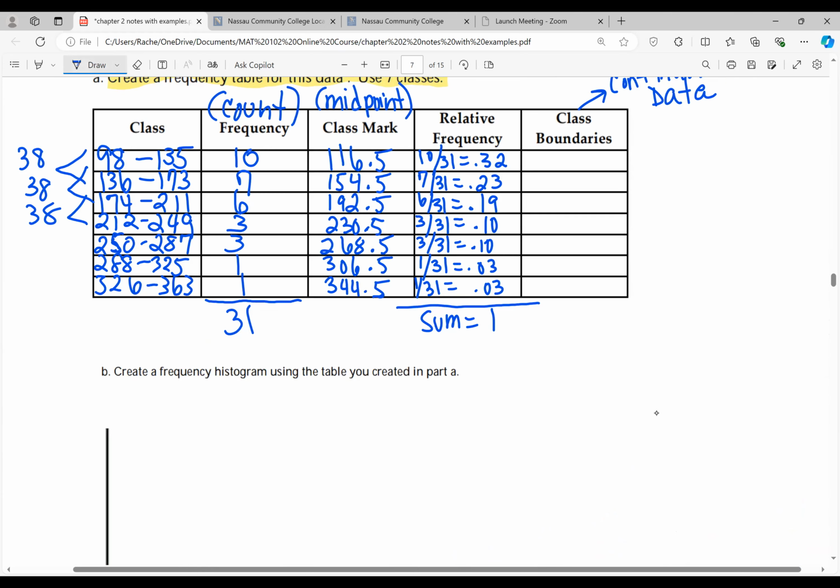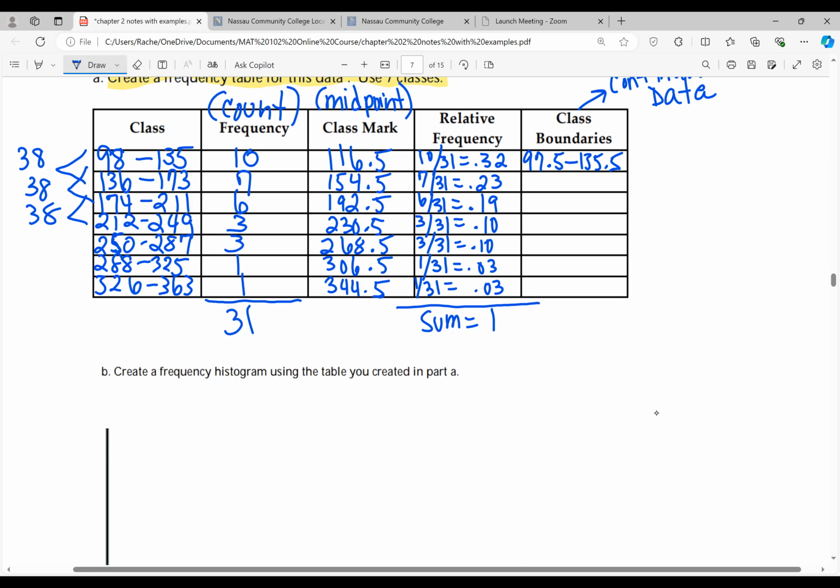The first class goes from 98 to 135. The lower limit is 98, so we subtract 1/2 from the lower limit. So 98 minus 1/2 is going to be 97.5. And then we add 1/2 to the upper limit, so we're going to add it to 135. So that's going to be 135.5.